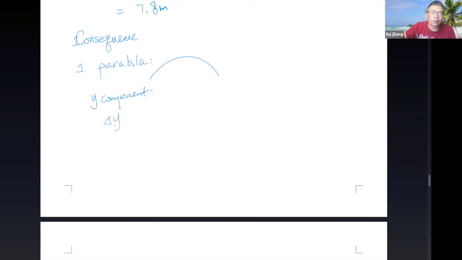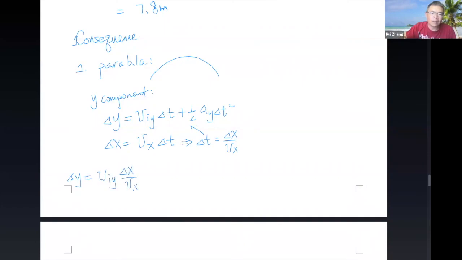Delta y equals VIY delta t plus 1/2 AY delta t squared. We also know delta x equals VIX, or just Vx because it does not change, times delta t. So the idea is we can express delta y through delta x, then we can see it's a parabola. Let's solve for delta t: delta t equals delta x over Vx. Plugging this back in, we get delta y equals VIY delta x over Vx plus 1/2 AY delta x squared over Vx squared.